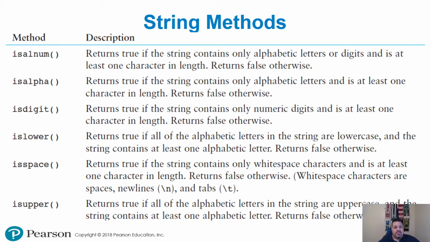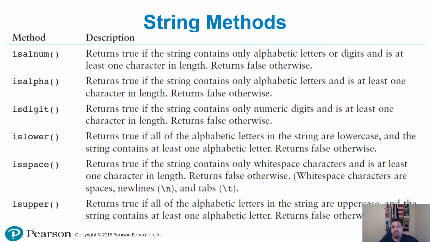So just going right down this list, isalnum returns true. All these are going to return true or false. If there's only letters and digits in there, as opposed to any special characters like a period or a dash or a dollar sign, that kind of stuff. If it's only alphabetical letters or numbers in there. Isalpha returns true only if it's letters. Okay.